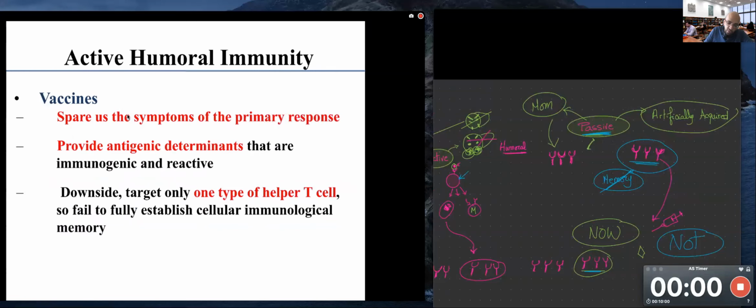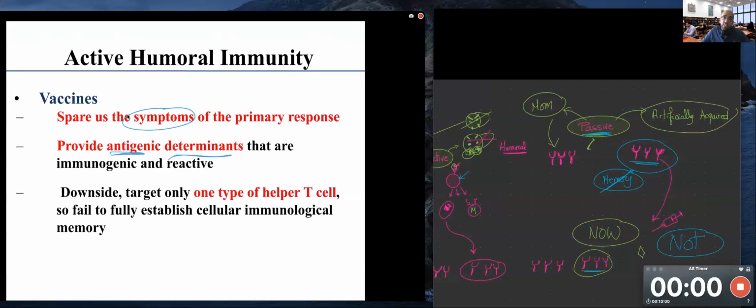Vaccines will spare us the symptoms of the primary immune response. Remember, you take 4, 6, 7 days until you start the production of the immunoglobulins. They are looking for antigenic determinants that can induce the immunological response, that can activate the B lymphocytes.